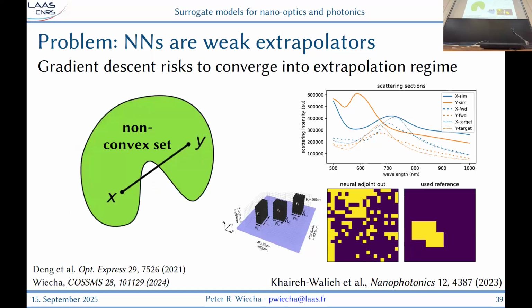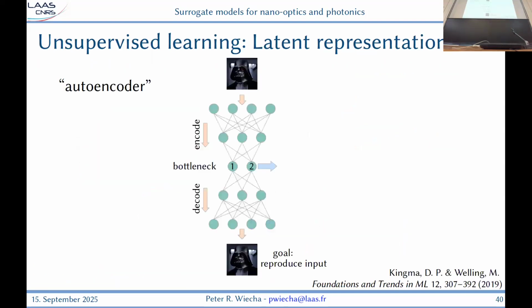Okay, but the underlying problem is that we have this representation of the structures. We have a non-convex set, where if we try to interpolate between two points, we will leave the set of the actual geometries that make sense. But we can actually use a second proxy model to solve this problem, and we can use techniques from generative deep learning. The simplest technique would be an autoencoder.